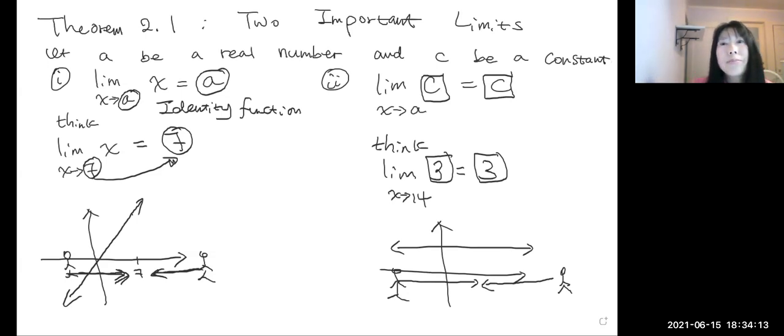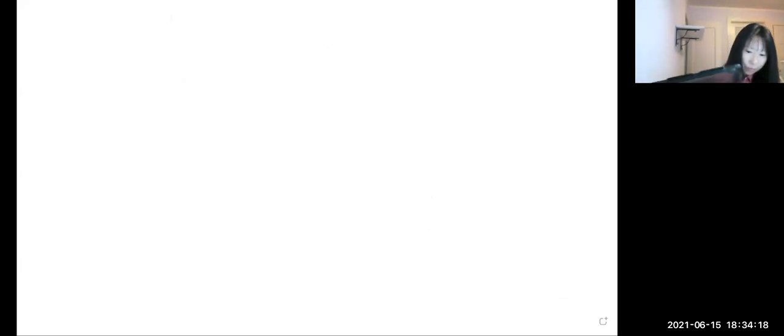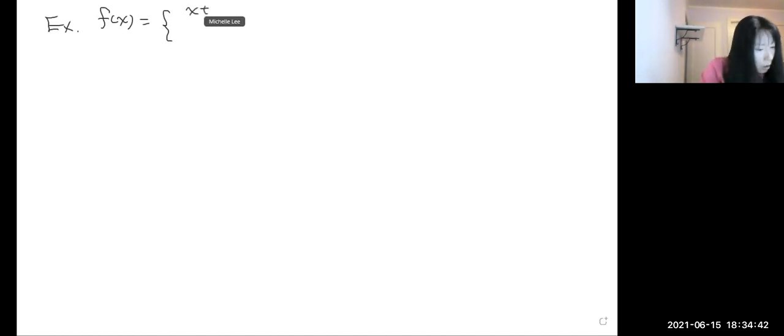All right. Let me clear this one. Okay, one-sided limit. f of x equals x plus 1 if x is less than 2, and x squared minus 4 if x is greater than or equal to 2.